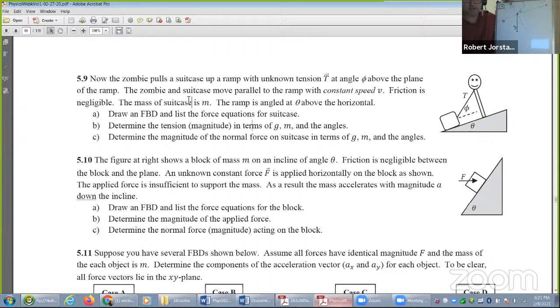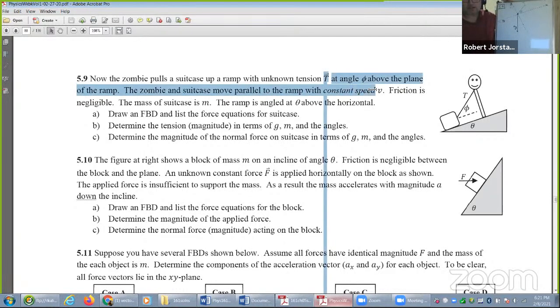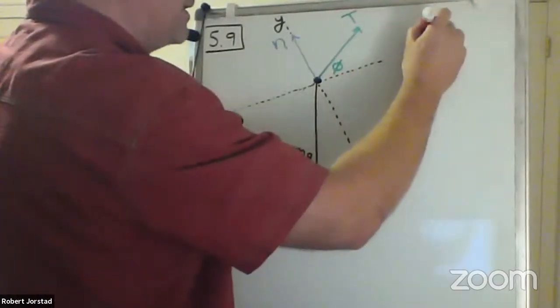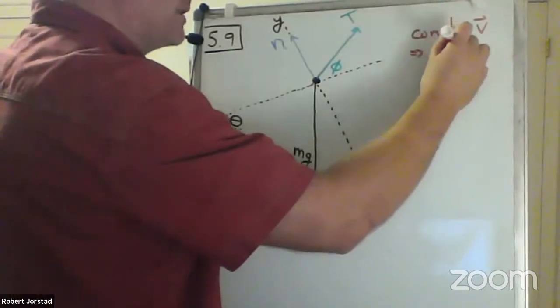Do we know anything about the acceleration? Yes or no? Yeah, it's zero. How do you know that? Speed. Okay. So if it's moving with constant speed in a constant direction up the ramp, if the direction and the magnitude are not changing, velocity is not changing. If velocity is not changing, acceleration is zero. So we are told, I'm just kind of cleaning this up now, we have constant velocity, which implies acceleration equals zero.